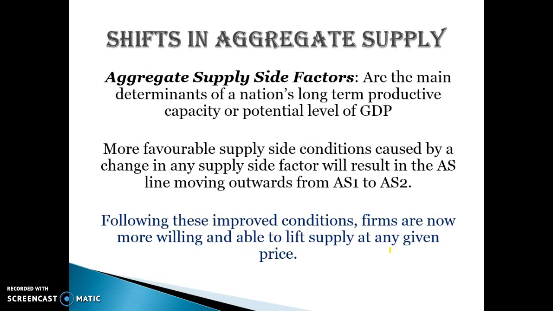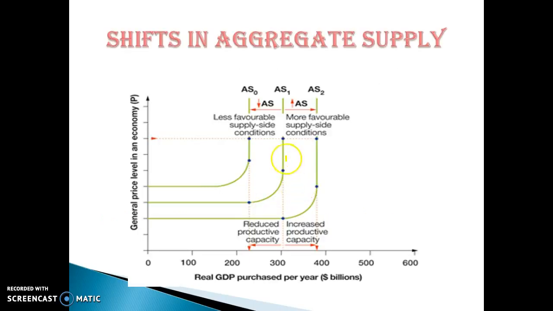So, shifts in aggregate supply. Shifts in aggregate supply are the main determinant of a nation's long-term productive capacity. We need to shift supply out or we can't grow in the long term. China's been able to grow because they're getting smarter, they're getting better access to technology, better infrastructure, and they've got lots and lots of people, but that's growing as well. More favourable supply side conditions will allow us to boost our supply curve to the right and allow for long-term sustainable growth. So for example, this is 3 aggregate supply curves, this is your middle one.